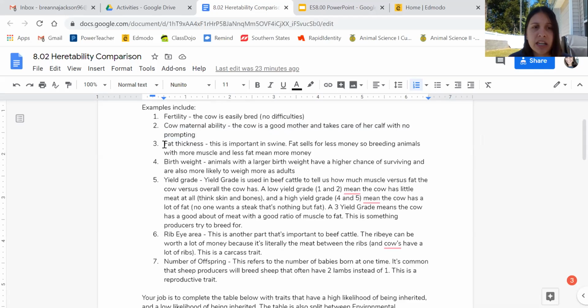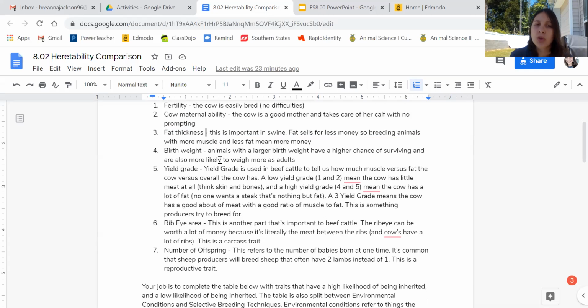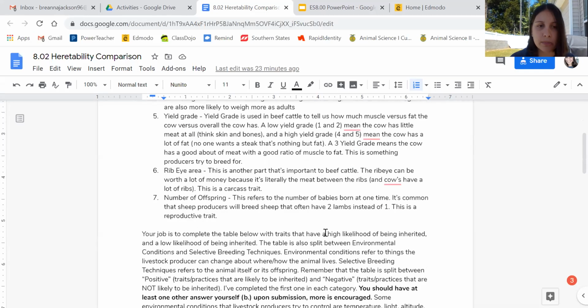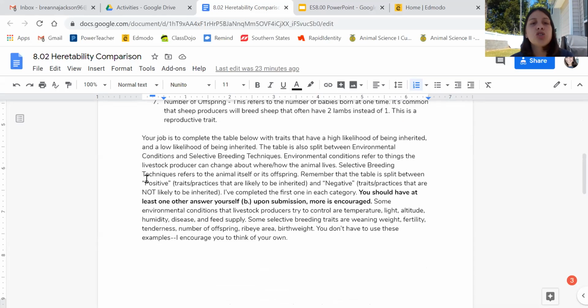Fat thickness is also an example. This would be a good carcass quality, a good carcass trait example. Birth weight, yield grade, ribeye area, the number of offspring bred. I put little descriptions in here for you guys. So your job is going to be to go through the table that's on the next page with traits that have a high likelihood of being inherited and a low likelihood of being inherited. The table is also going to be split between environmental conditions and selective breeding techniques.